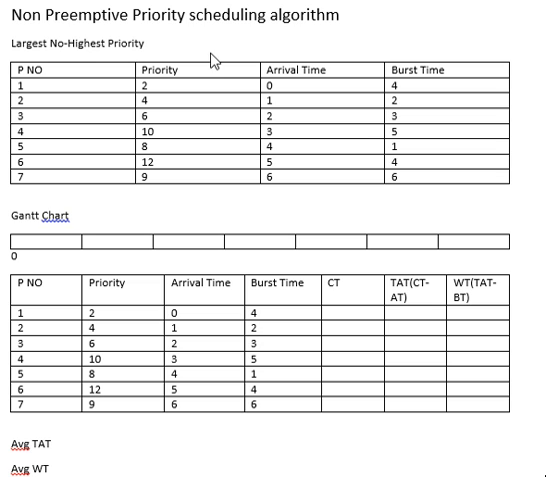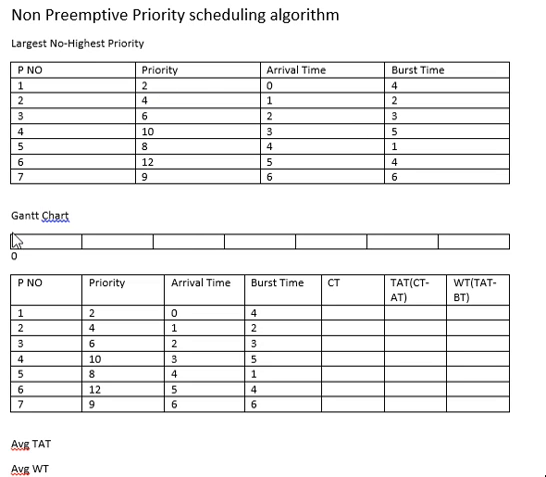So in this example, what I've written here, it is given that the largest number is the highest priority. That means here number 12, that is process 6, has the highest priority, and next is 10 and so on. So here number 2, that is priority 2, is the least prioritized process. Okay, so now we'll start with the solution.